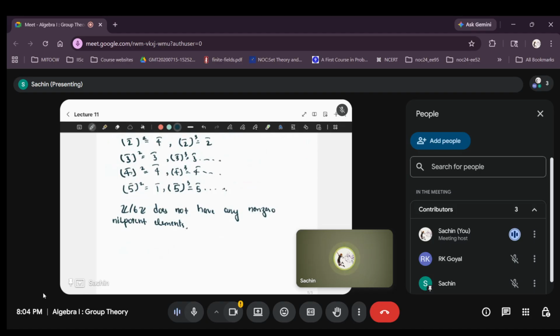Okay, that's it for today. And tomorrow we'll start with homomorphisms. Homomorphisms of rings.